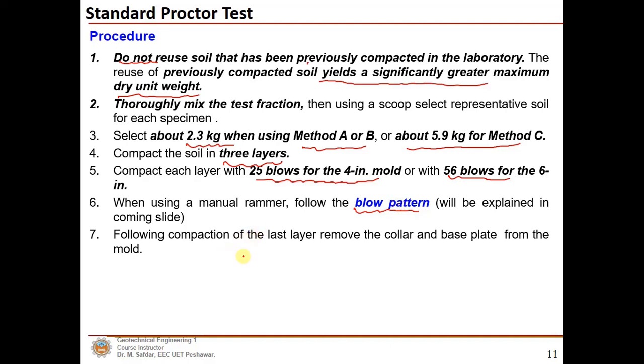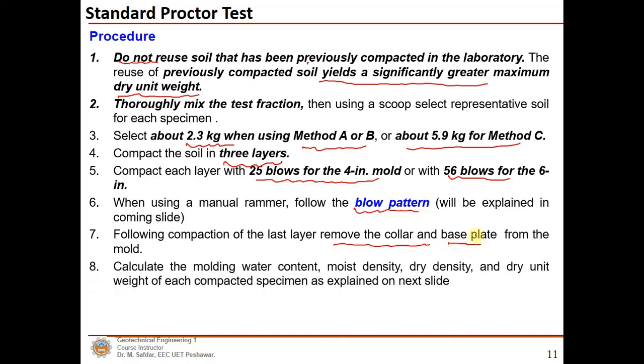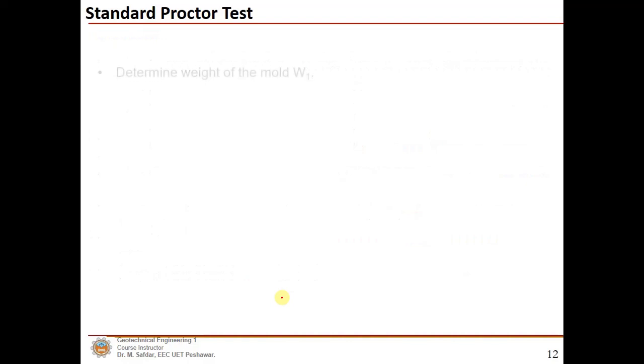Once the soil is compacted in 3 layers, we need to remove the collar and the base plate from the mold, and we will calculate the molding water content, moist density, dry density and dry unit weight of each compacted specimen, which will be explained in the coming slide.